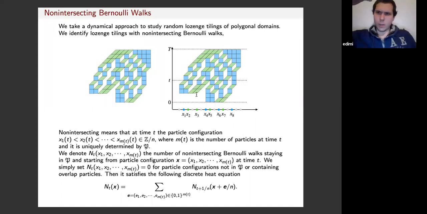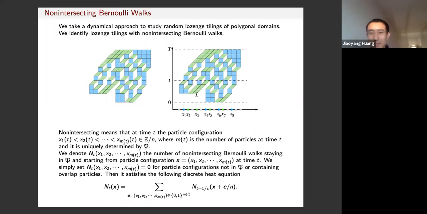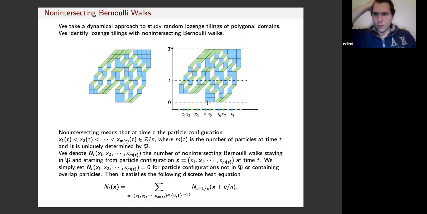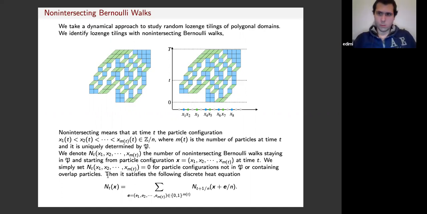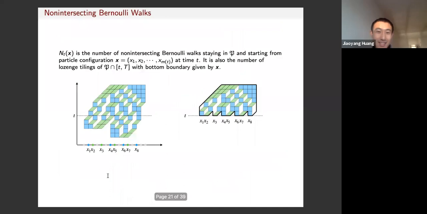Is there a way to deterministically extend the domain so that you start with the same number of particles to begin with? No, I don't think you can extend the domain. It has to be at this moment. So your function N that you currently have implicitly depends on the domain itself. Yes, it depends on the whole domain. Okay, I understand. Thank you for this clarifying question. It essentially counts the Lozenge tilings with some given bottom boundary.